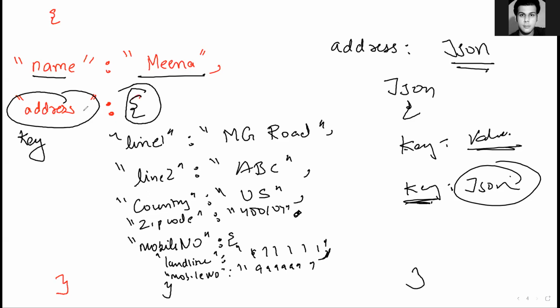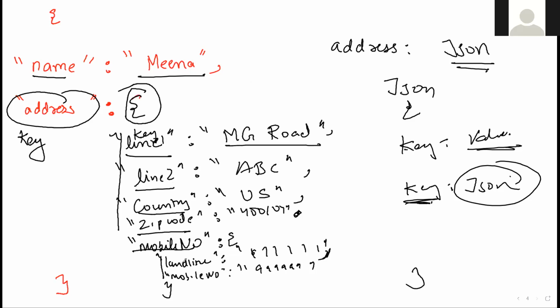This JSON address has a JSON. Mobile number is also a nesting of JSON. So these things can proceed n number of times. I don't need to worry about this whole stuff. Whatever is my requirement, I can get that done for you guys. Question from Manav: will this mobile number also act as a key? Yes, it is. This is line number one, line number two, country, zip code, mobile number. These are all keys, and they have their specific values. Landline is also a key.